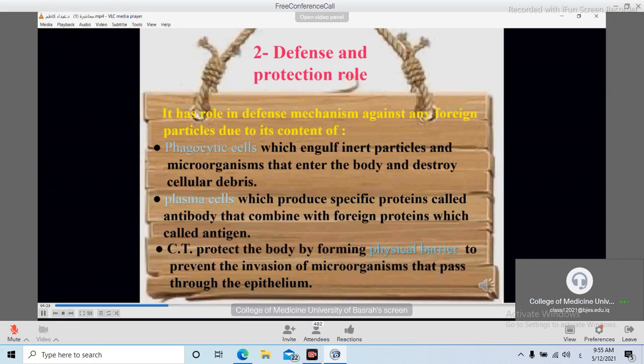Also, connective tissue protects the body by forming a physical barrier to prevent the invasion of microorganisms that pass through the epithelium. Because of the nature of the matrix, it is viscous, so it acts as a physical barrier.